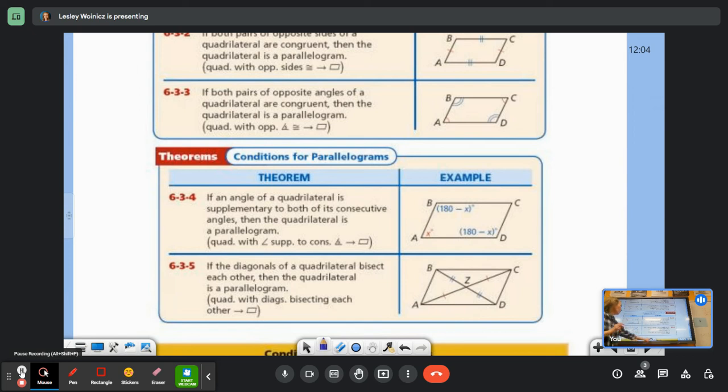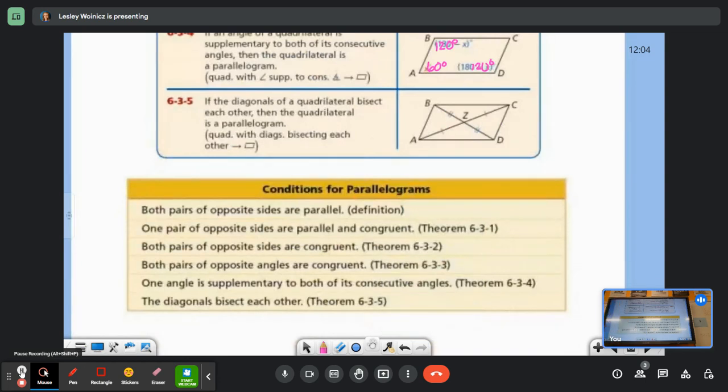Okay, for example, if this little guy is 60 and this one is 120 and this one is 120, you can see that 60 and 120 add up to 180. 60 and 120 add up to 180. If both pairs of consecutive angles are supplementary, we know it's a parallelogram. Good? Okay. If the diagonals of a quadrilateral bisect each other, then we know it's a parallelogram.